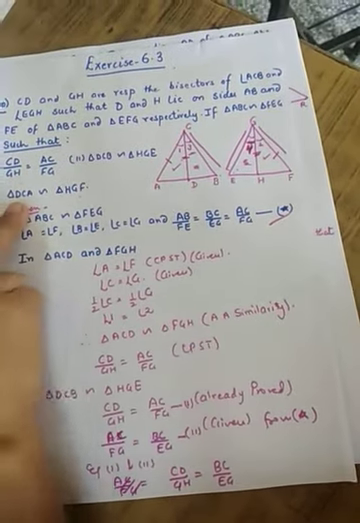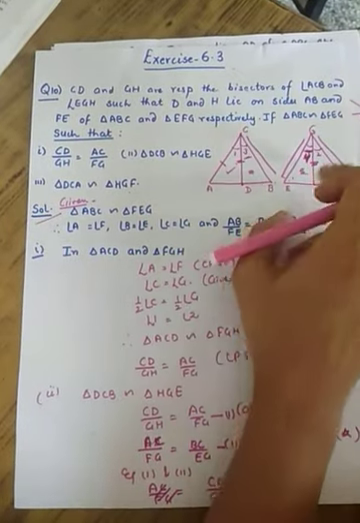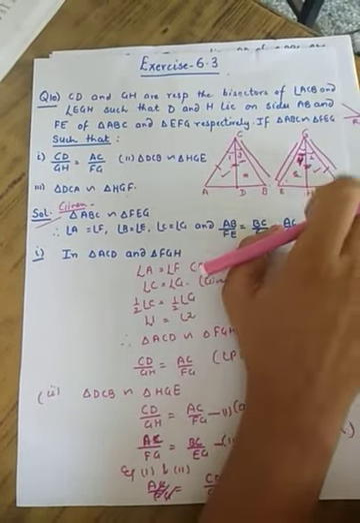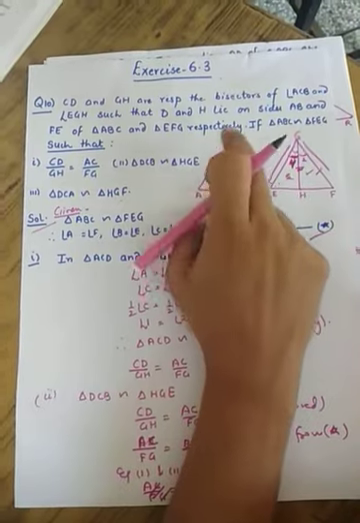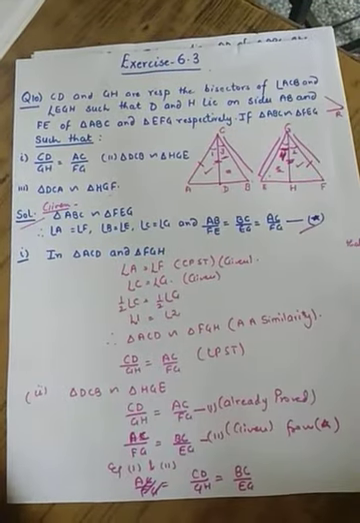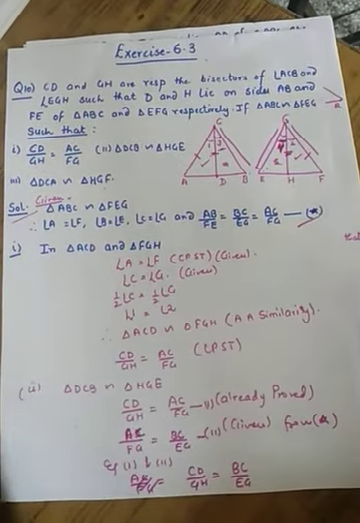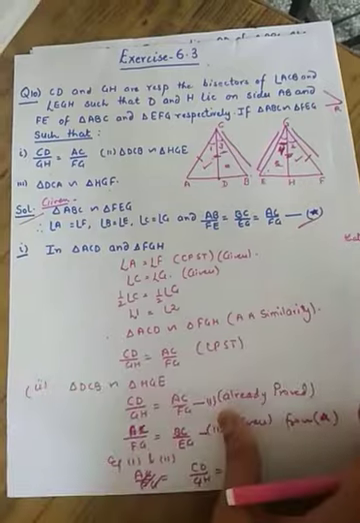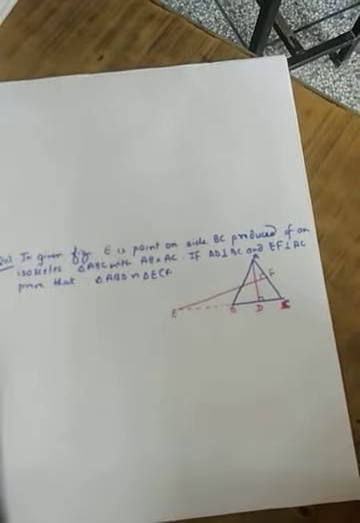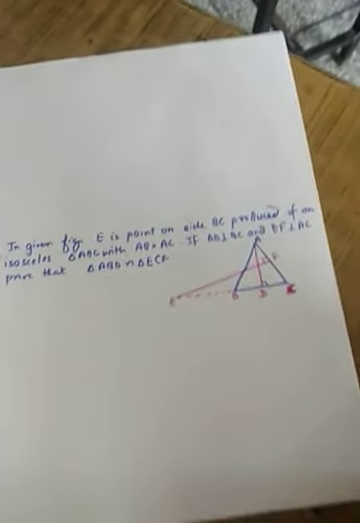Same way you can do the third part, that is DCA and HGF. You just try it yourself. We have already proved the ratios are equal, and then we can take half of the angle and prove it to be equal. So this part you can do yourself. Question number 10, third part you can do yourself, same as second part.